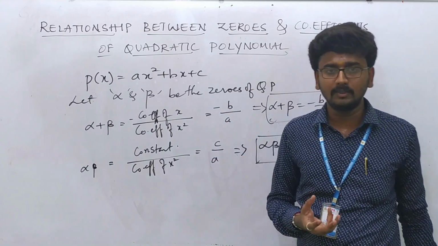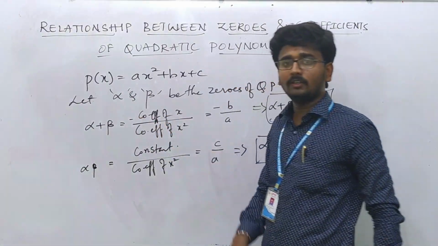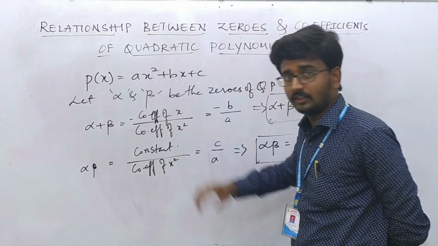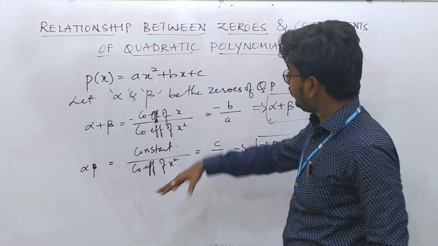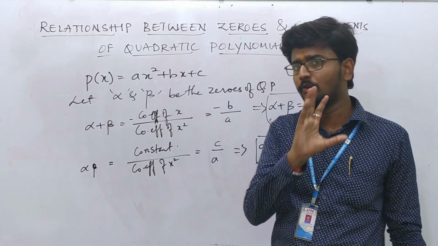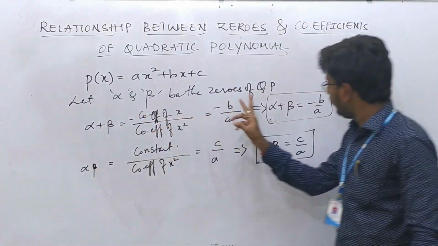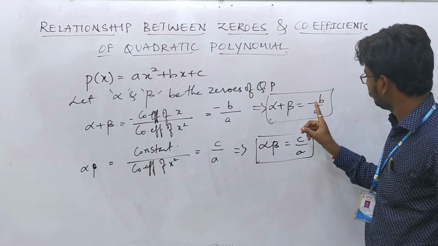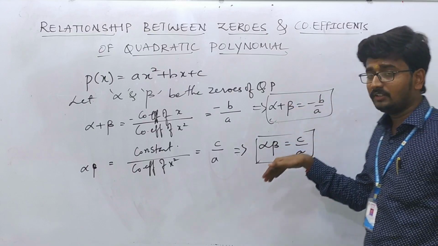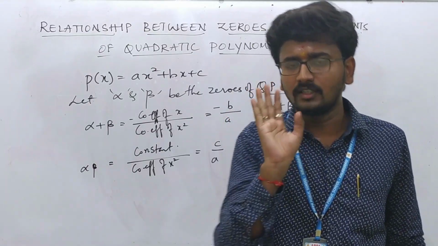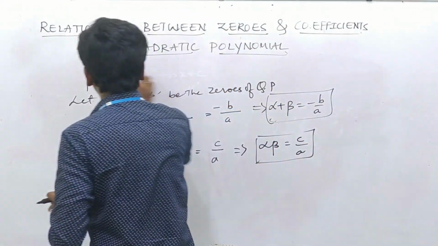It is not for your syllabus, but I will explain it, because you may ask, sir, why should we take minus coefficient of x by coefficient of x square? Why can't we take the reverse of this? Even you may ask, why do we have to take the constant in the product of zeros only? Why can't we take it in the sum of the zeros? You might be having this kind of doubts. So let me do the proof of why alpha plus beta is minus b by a, and the product of zeros, alpha beta, is equal to c by a. That derivation is not for your exam point of view, only for your understanding.